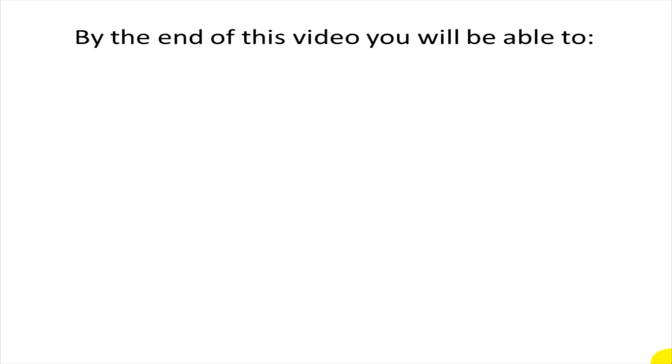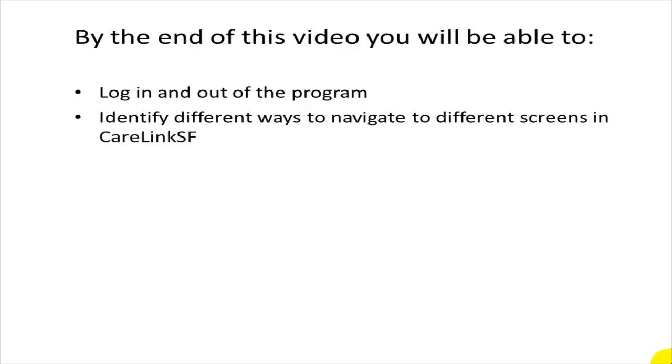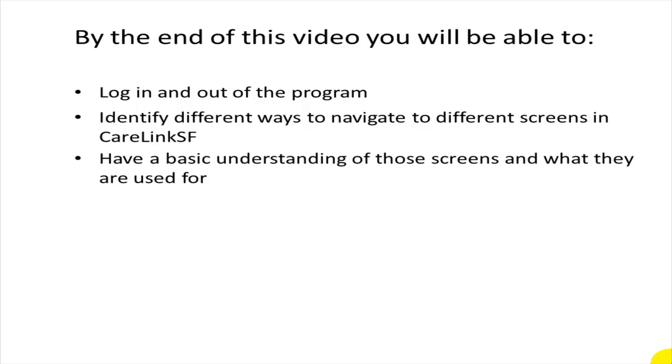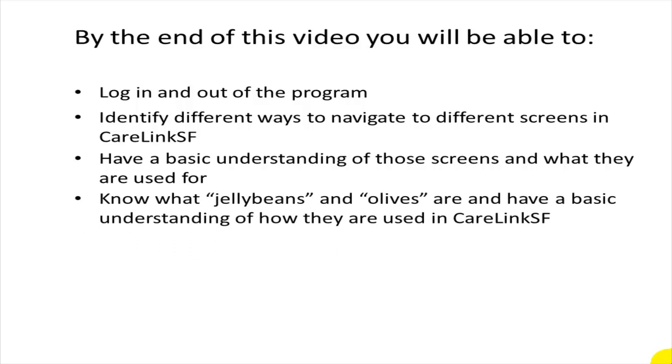By the end of this video, you will be able to log in and out of the program, identify different ways to navigate to different screens in Carolink San Francisco, have a basic understanding of those screens and what they are used for, know what jelly beans and olives are and have a basic understanding of how they are used in Carolink San Francisco, look up a patient, access the patient hub.